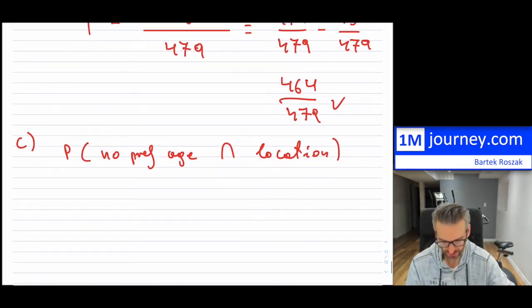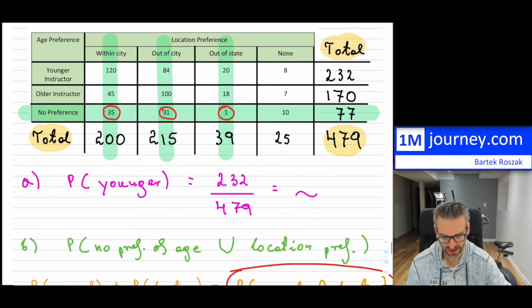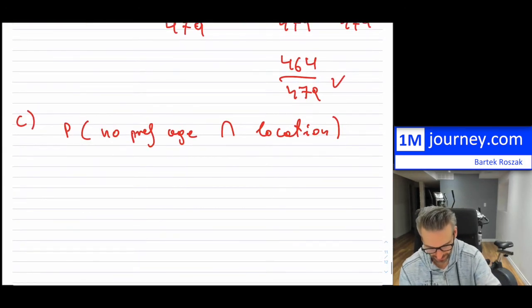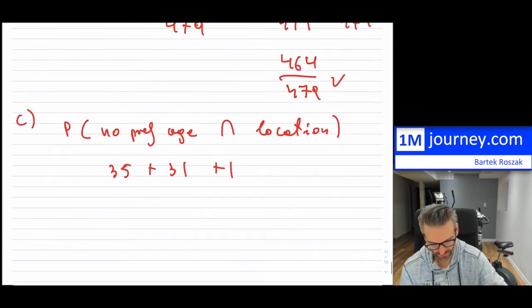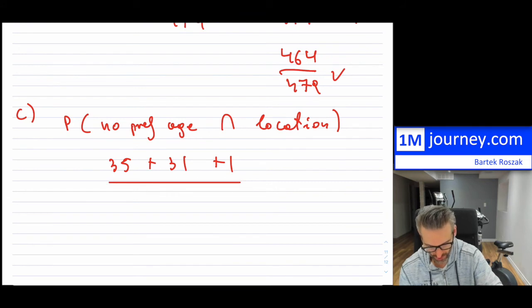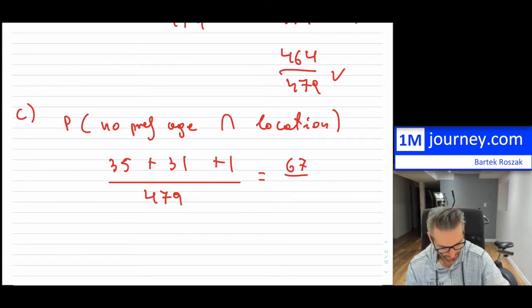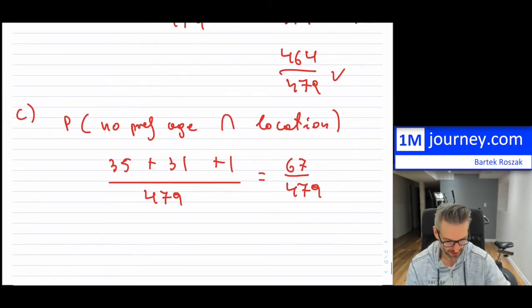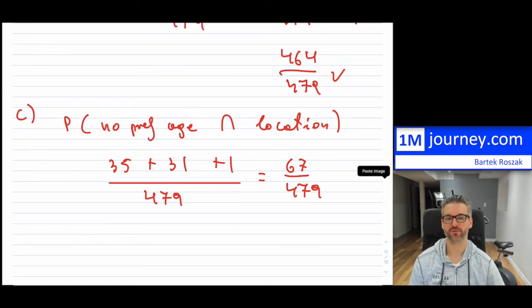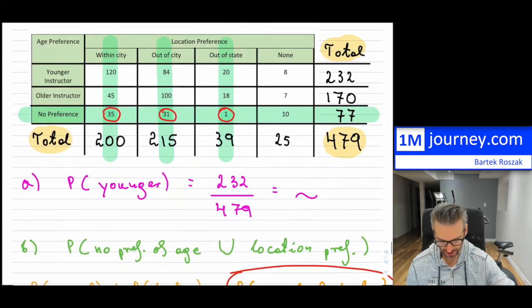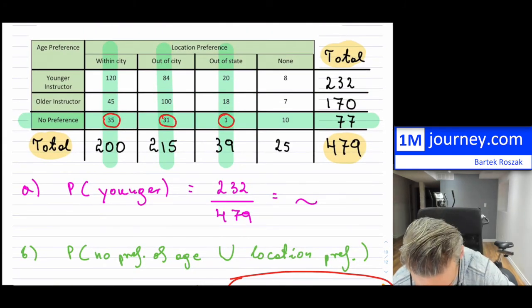All right, so in that case, what we have is 35 plus 31, plus 1, that's what that was, divided by the total, which is 479. So if you add these up, it's going to be 67 all over 479. So that word "and," we've got to be careful there. That's it. That's all that we would do in this one for part C. So just be careful there. Okay, let's clean it up again.